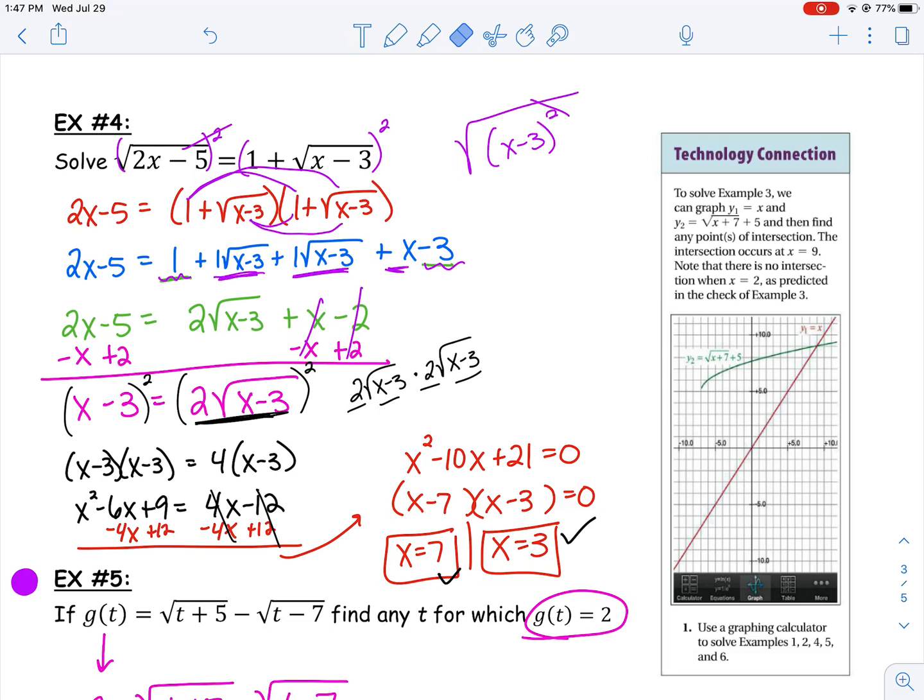Now, be careful. We also want to make sure that those numbers work in our original problem. So what I'd like you to do is pause the video. I would like you to go back to the original equation, and substitute in a 7 for all the x's and see if the left side still equals the right side. Then I would like you to plug in a 3 for both x's and see if the left side equals the right side. I did that, and they both worked. So I know that both solutions will work, and I don't have any extraneous solutions. I know that x equals 7 and x equals 3.